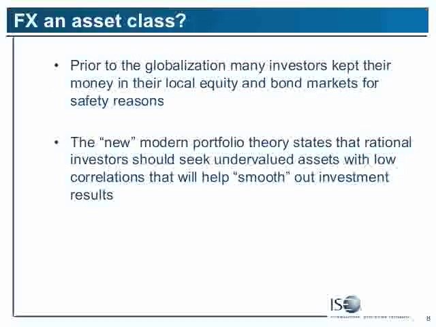So foreign currency as an asset class. What does that mean? Well, you can actually take a portion of your overall portfolio and consider foreign currency as an asset class. Prior to globalization, many investors kept their money in their local equity and bond markets for safety reasons. The new modern portfolio theory states that rational investors should seek undervalued assets with low correlations that will help smooth out investment results. And I'm going to get to correlation in just a brief few moments.